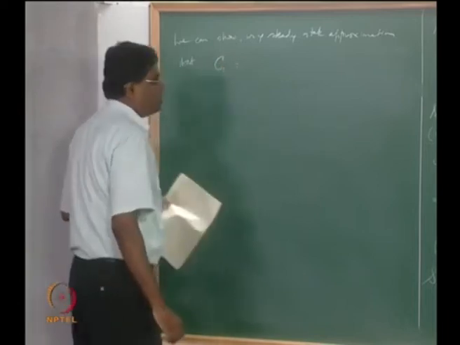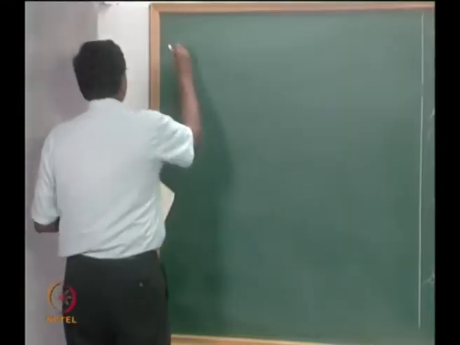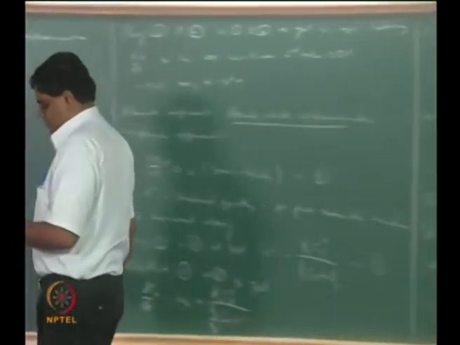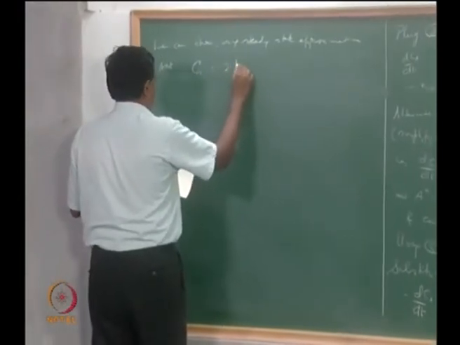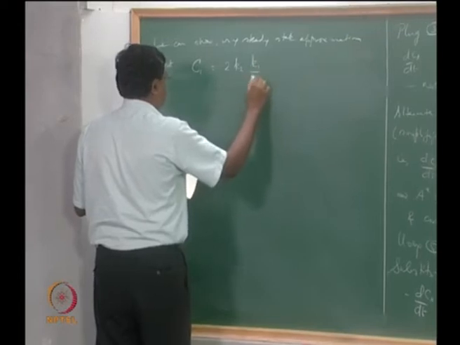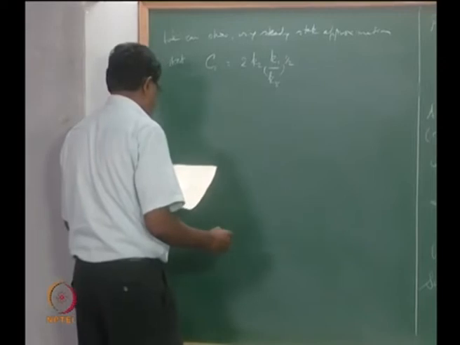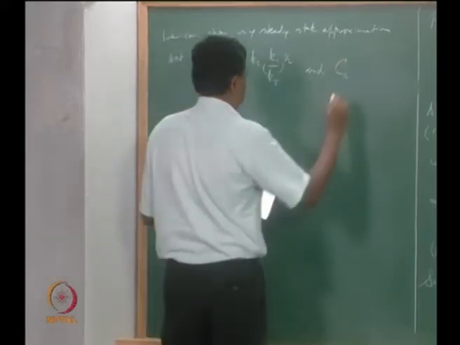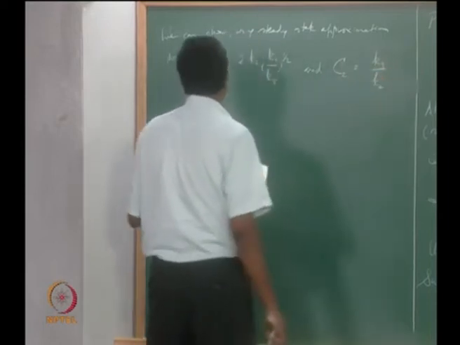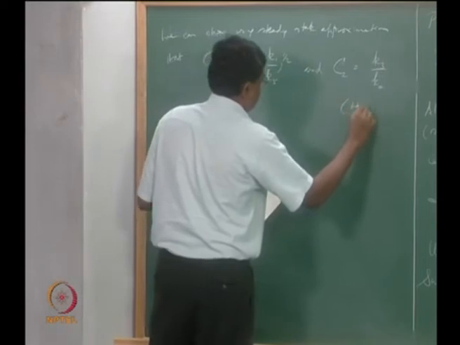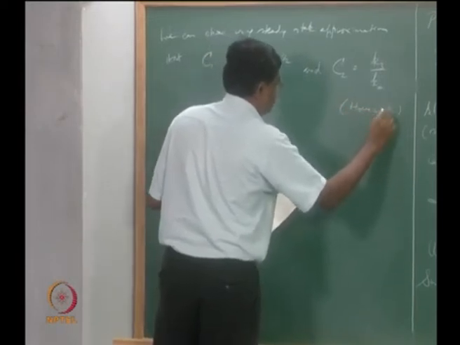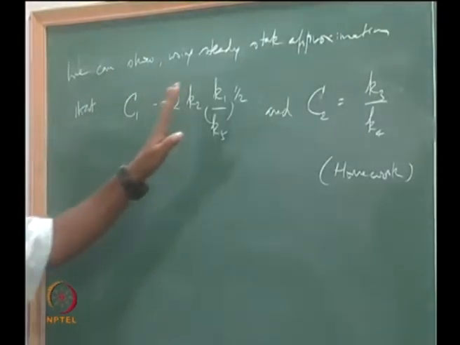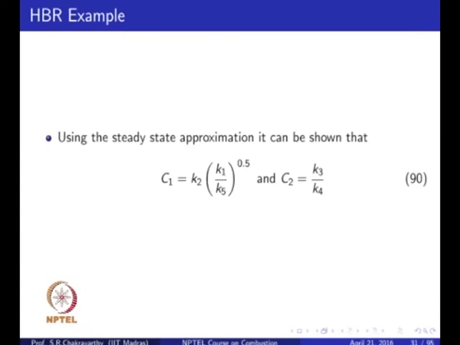capital C1 that we had before, in the global reaction rate expression, is twice K2 times K1 divided by K5 to the half, and C2 equal to K3 divided by K4. So this is a homework for you. Whenever I say we can show, I basically mean you can show. So just go ahead and show yourself, let's not worry about this.